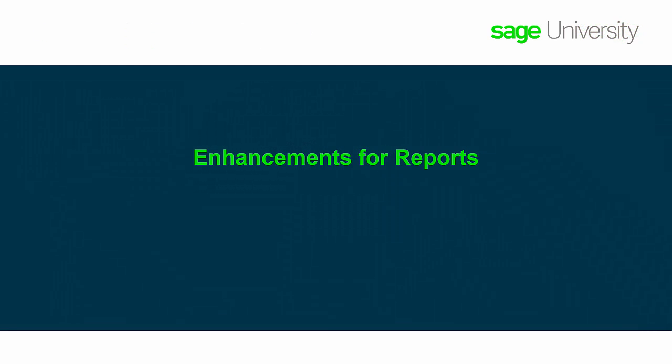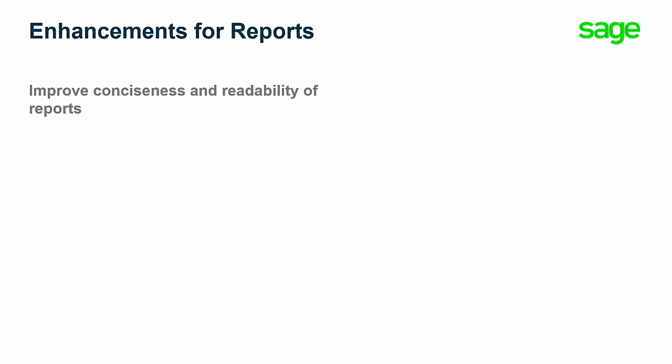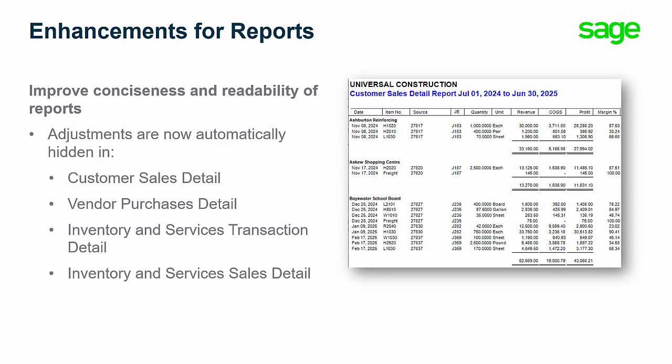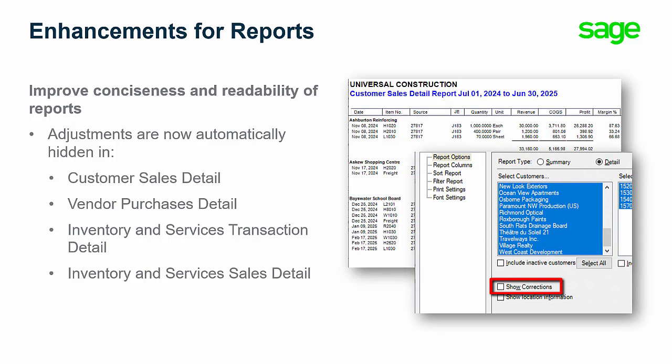Finally, we've made some enhancements to reports. Adjustments are now automatically hidden in the customer sales detail, vendor purchases detail, inventory and services transaction detail, and inventory and services sales details. At any time, you can click Show Corrections to include any adjustments in a report.